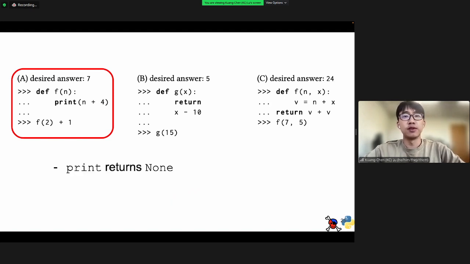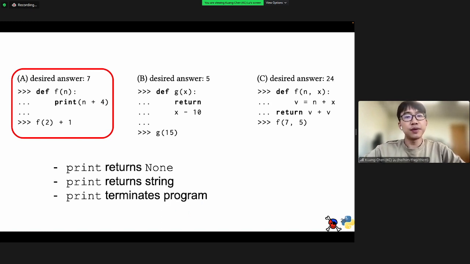Some students think the print returns none, and some students claim that a string is returned, and some students went even further off. They think the print terminates the whole program. There's a long tail of other misconceptions.